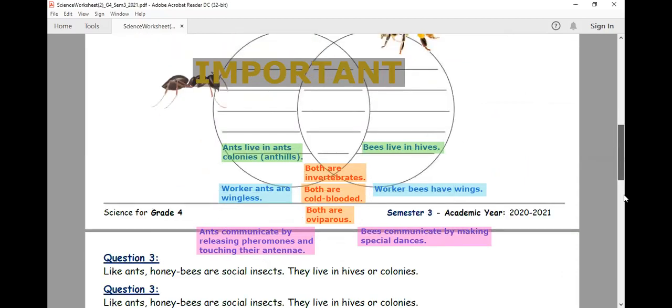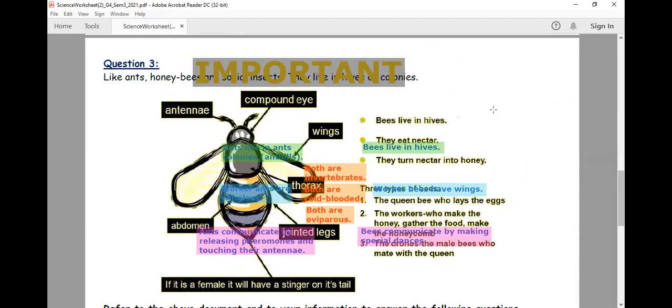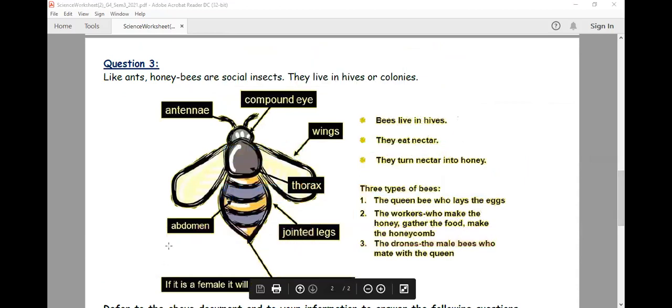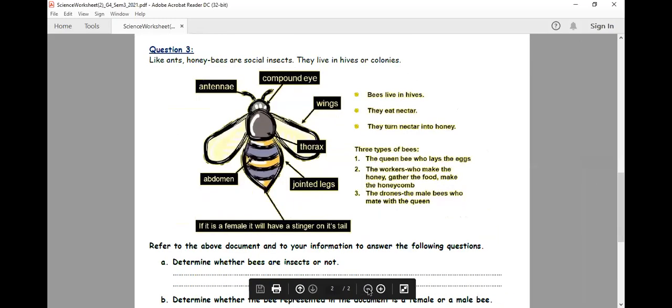Let's go for the last question. We have this document. This document is showing a honeybee.